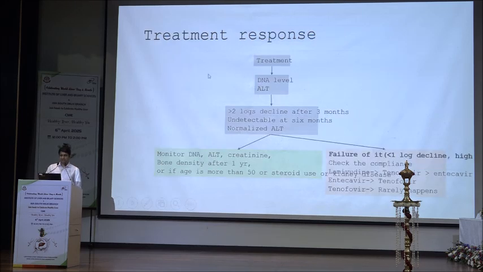How to assess the response of the treatment for hepatitis B virus infection? Once we start the treatment, when it is indicated, there should be at least 2 log decline of the DNA titers within 3 months of the treatment, and it should go undetectable at 6 months of starting the treatment, and ALT should be normalized. So in this scenario, the patient should be regularly followed at an interval of 6 months to 1 year with regular DNA, ALT and creatinine assessment, and bone density assessment after 1 year if the patient is on tenofovir.